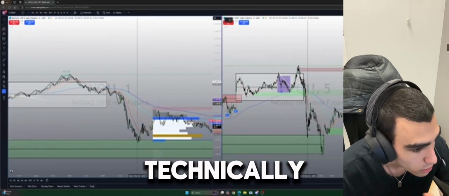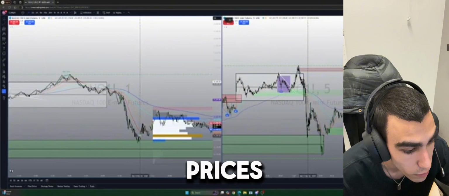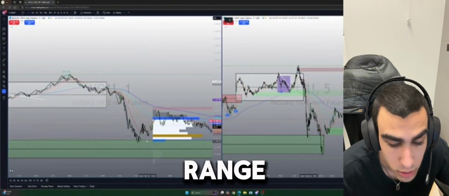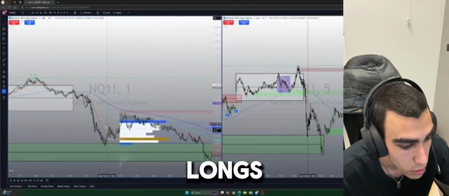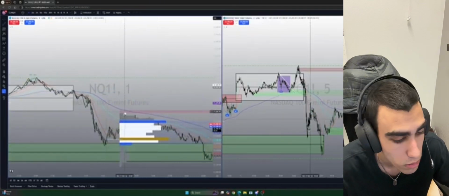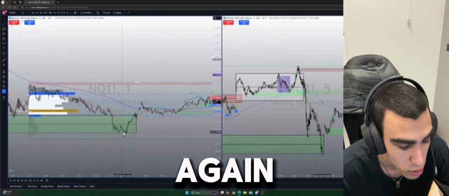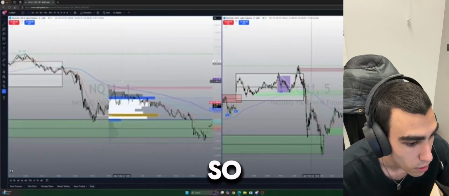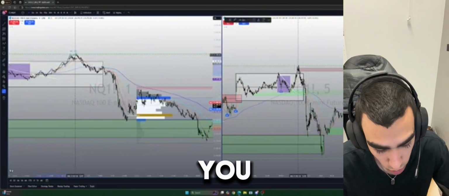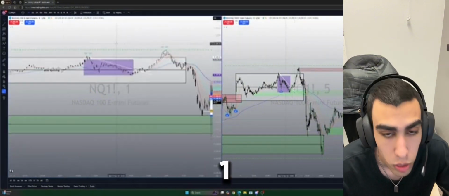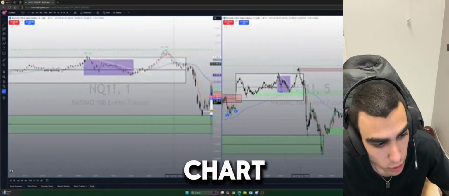You could have technically gone for your long entry if price doesn't see back into this range. You could have gone for longs right here, and those longs would have made some money until your lower low gets swept again. But how does this correlate though with what I'm about to teach you? This is the 1 minute chart. Keep in mind, this is your 1 minute chart.